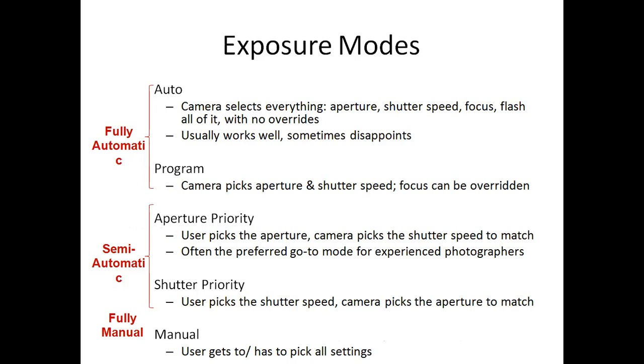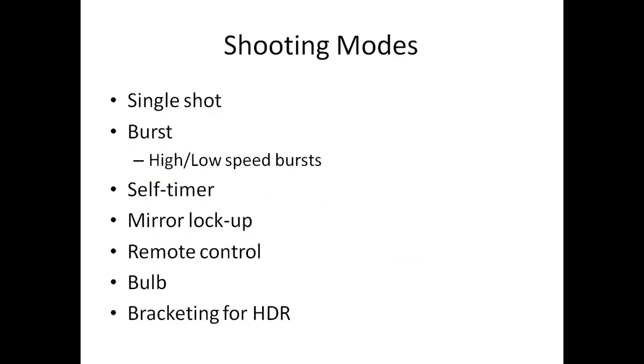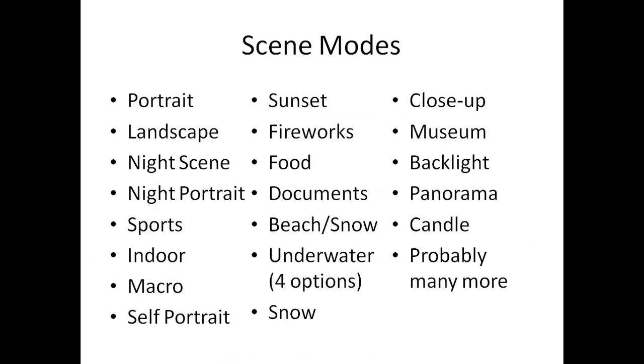In semi-automatic, we have aperture priority, where the user picks the aperture, the camera picks the shutter speed, and the focus can be overridden. The user picks the aperture and the camera picks the shutter speed. In fully manual, the user has to pick all the settings. Now the shooting modes: single shot or burst, high or low speed burst, self timer, mirror lock-up, remote control, bulb, and bracketing for HDR.